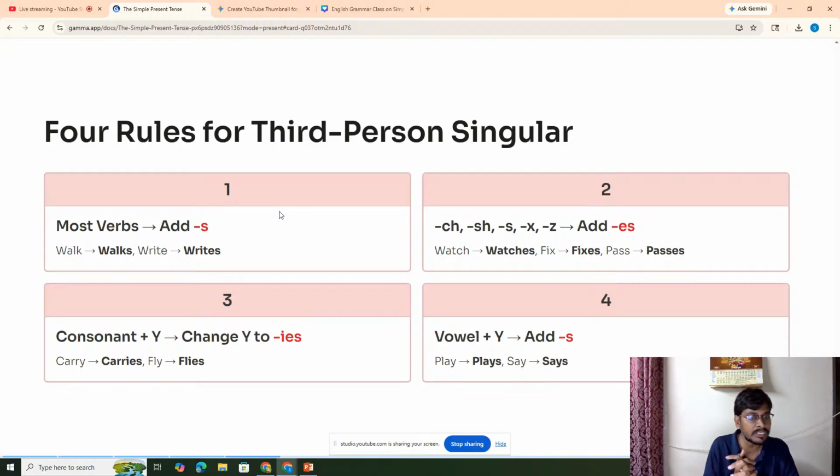For consonant plus y, change y to ies: carry, carries; fly, flies. I carry a file. He carries a file. I carry lunch. She carries lunch. They carry lunch every day. She carries lunch every day.